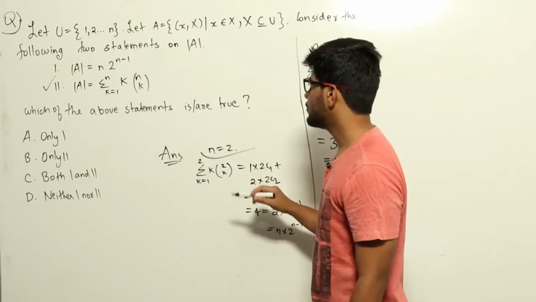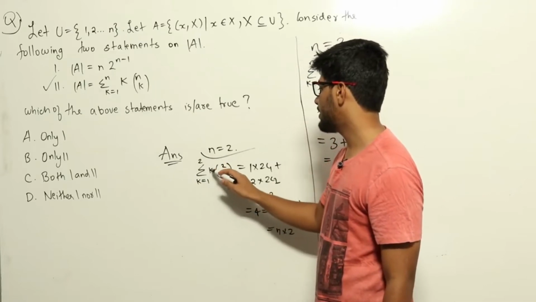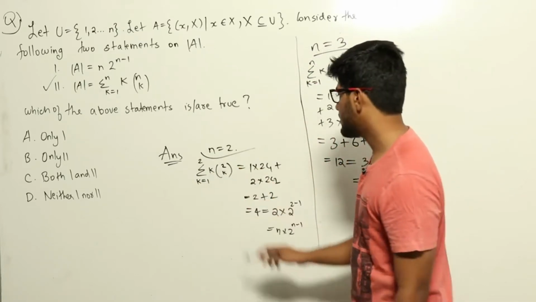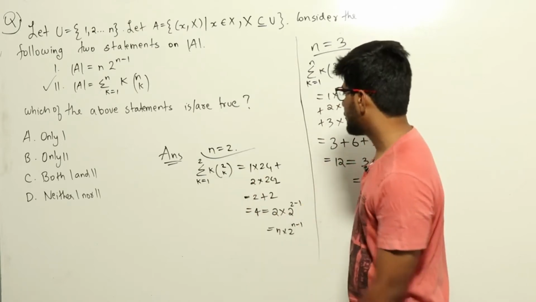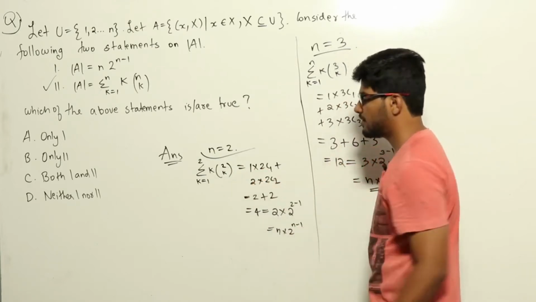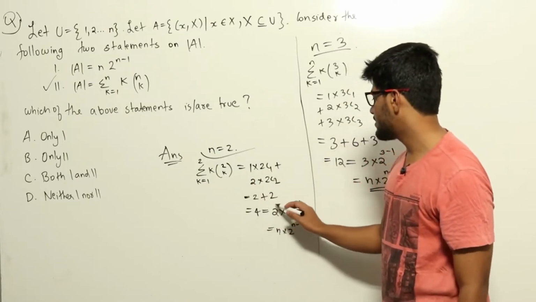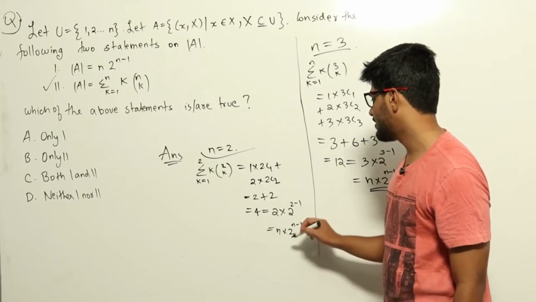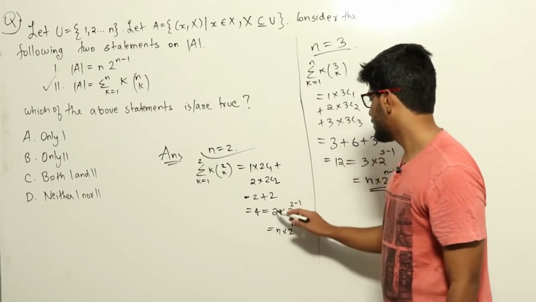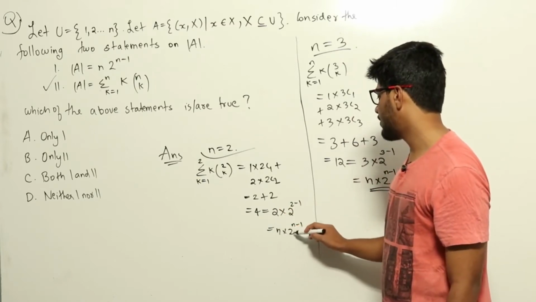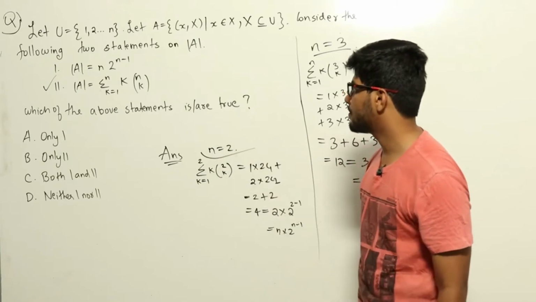So for n equal to 2, we know the number of elements will be equal to sigma k equal to 1 to n of k into nCk. That will be sigma k equal to 1 to 2 of k into 2Ck. That is nothing but 1 into 2C1 plus 2 into 2C2. That is 2 plus 2, it will be equal to 4. Now 4 we can rewrite as 2 into 2 power 2 minus 1. 2 power 2 minus 1 is 2 power 1, that is 2. 2 into 2 is 4. So this is nothing but n into 2 power n minus 1 when n is equal to 2. So for n equal to 2, statement 1 holds.